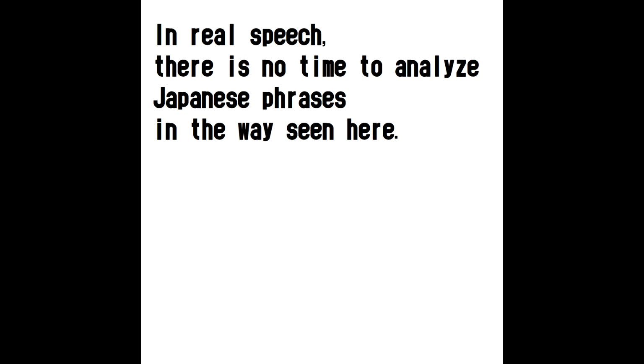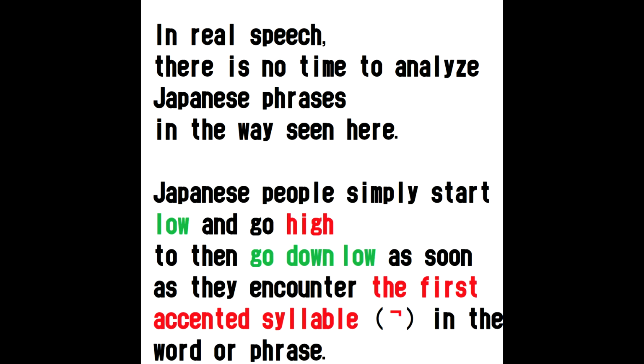Part 5. In real speech, there is no time to analyze Japanese phrases in the way seen here. So what do Japanese people do? Well, Japanese people simply start low and go high to then go low as soon as they encounter the first accented syllable in the word or phrase. Of course, if they encounter an accented syllable as soon as they start speaking, everything will be low. So let's imagine this Japanese sentence.